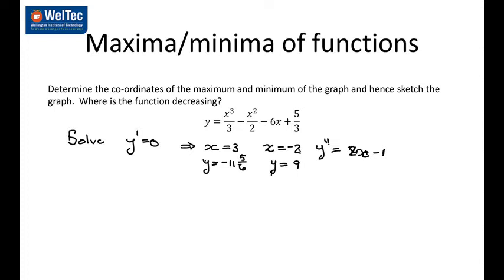So we need to substitute x equals 3 into that. So let's say at x equals 3, the second derivative is going to be positive. So that means we've got a minimum at that point, and that's what we thought.